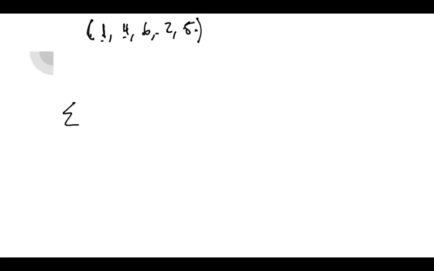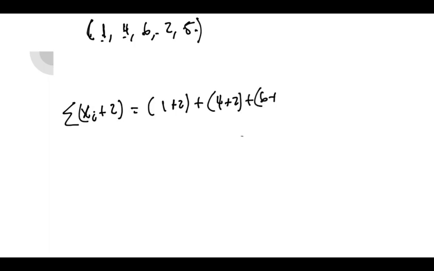So again, let me write this out. So the sum of xi's plus 2. What they're wanting you to do here is this is really going to be equal to 1 plus 2 plus 4 plus 2 plus 6 plus 2, and so on.